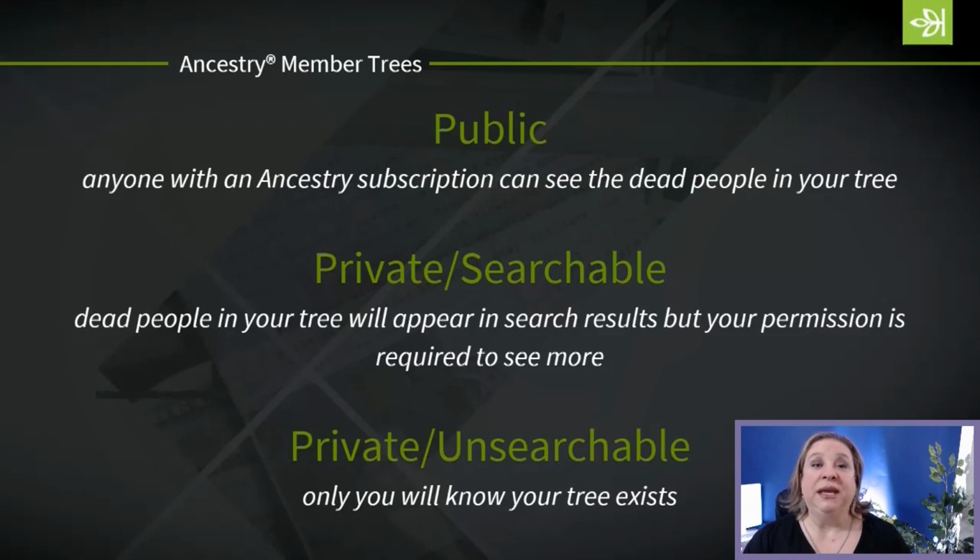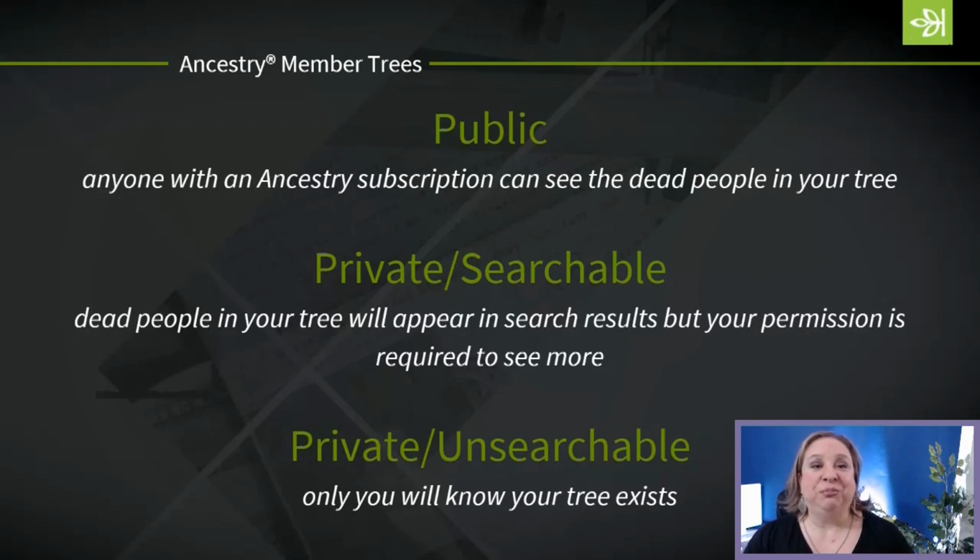For example, all information about living people is automatically privatized by Ancestry. So you'll be able to see it because it's your tree. But if anybody else on Ancestry finds your tree, for those living people, they'll just see the word private. They won't be able to see any photos or documents or names or dates or places or anything about that particular person in your tree. So public just means anyone with an Ancestry subscription can see the dead people in your tree.